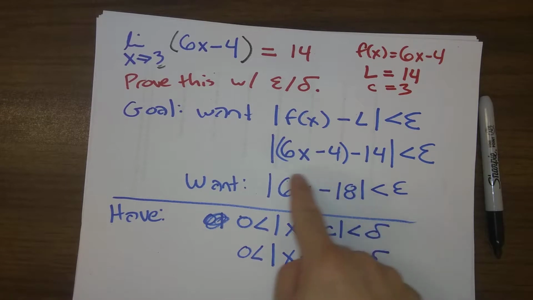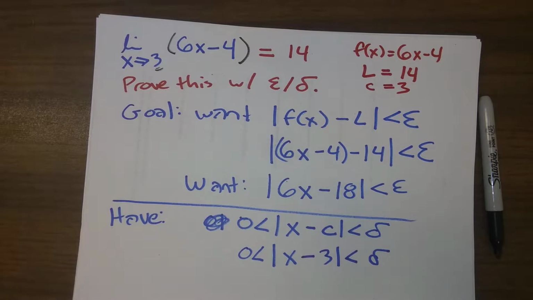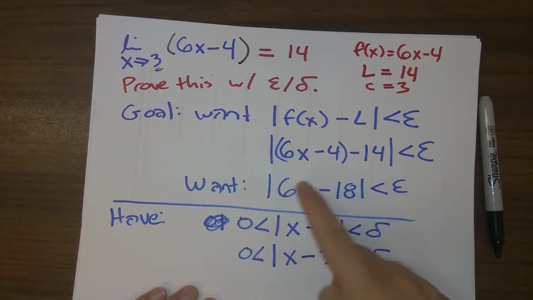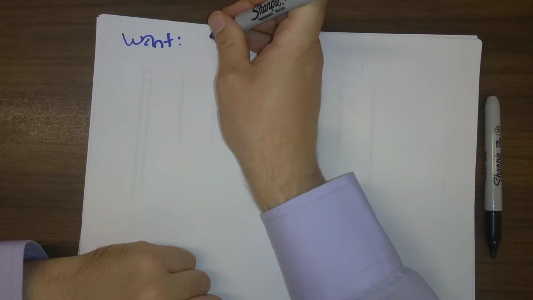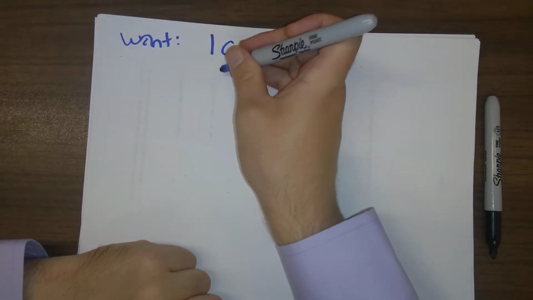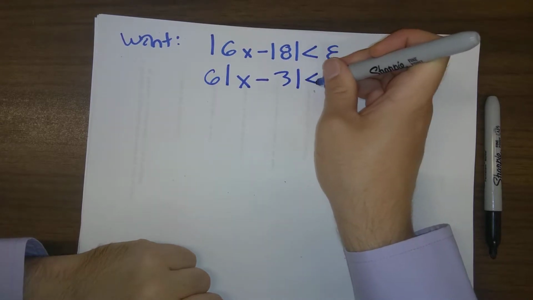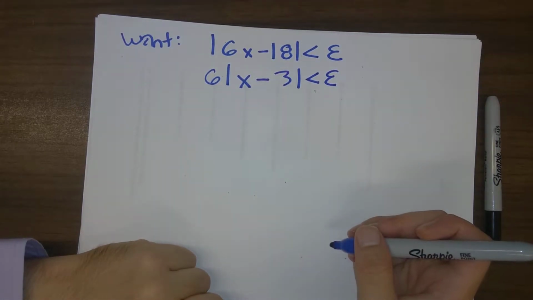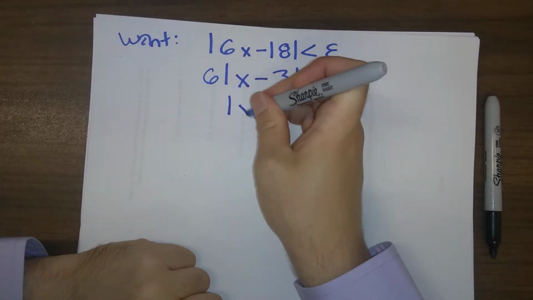And the thing to realize here is, what happens if we factor this expression, 6x minus 18? Well, there's a 6 in both places. So what we want is the absolute value of 6x minus 18 to be less than epsilon. We can pull out a factor of 6 there, to say 6 times the absolute value of x minus 3 is less than epsilon.